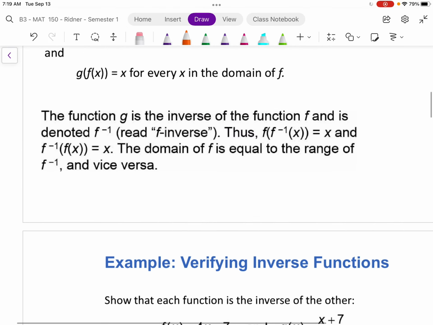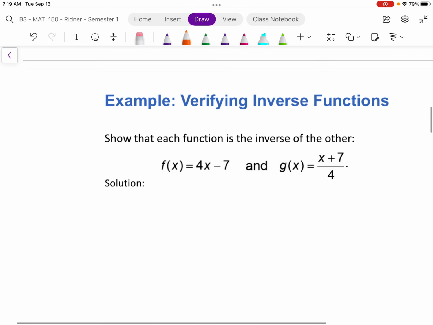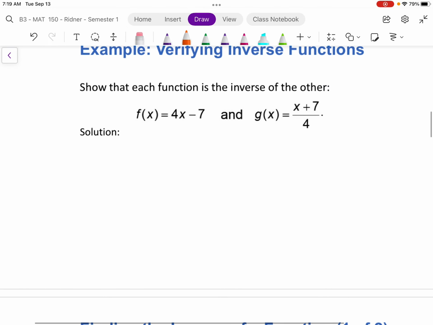So let's look at that as an example instead of that big definition. So we have these two functions and we want to show that they are inverses of each other. First, I'm going to do f of g of x.